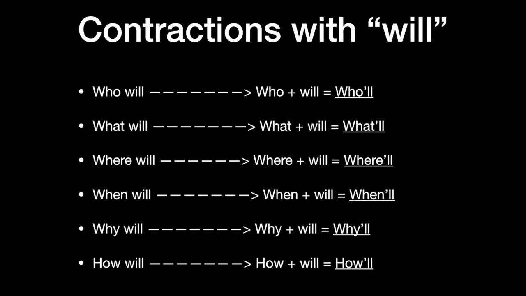We have who will, who'll, what will, what'll, where will, where'll, when will, when'll. That one sounds weird. Why will, why'll, and how will, how'll. Like that last one, someone could ask you, how will you do it? Or they could also ask, how'll you do it?